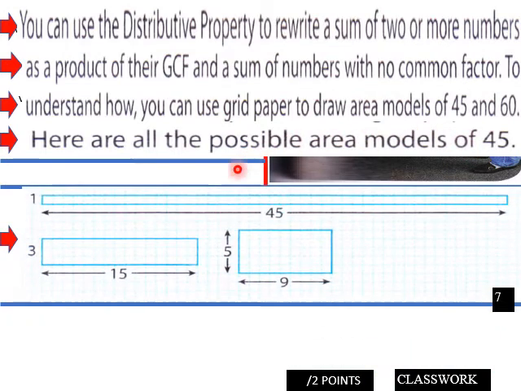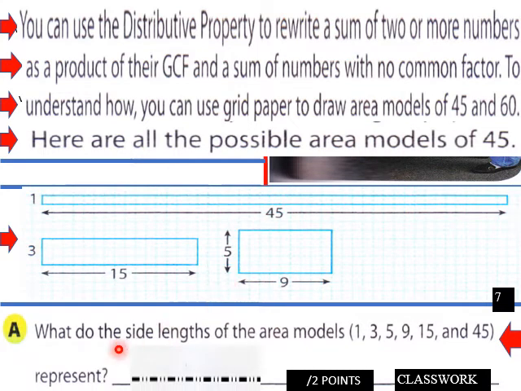So for 45, drawing an area model, you could have 1 unit down, 45 units across. You could have 3 units down and 15 units across. You could have 5 units down and 9 units across. All of these would work because they're all factors of 45, right? 1, 3, 15, 45, 5, and 9. They're all factors of 45.